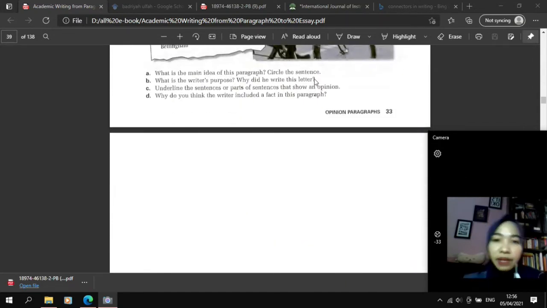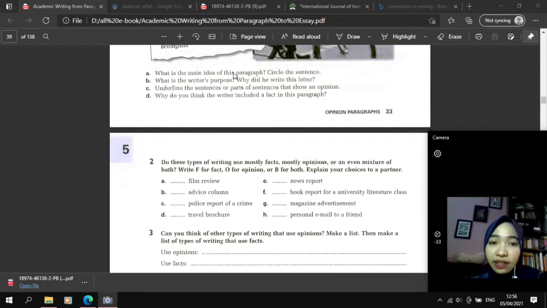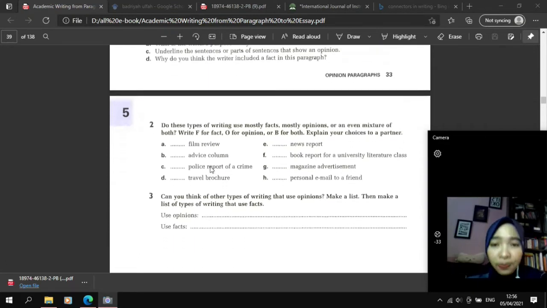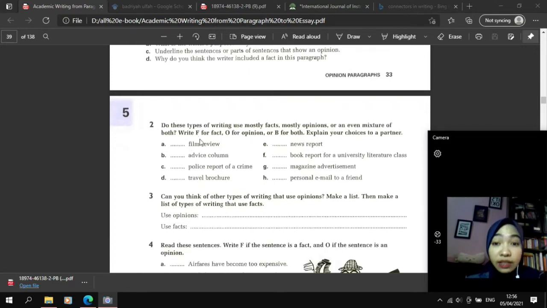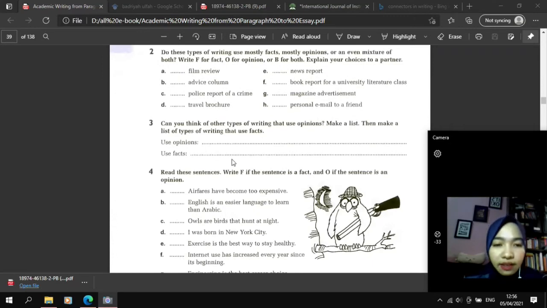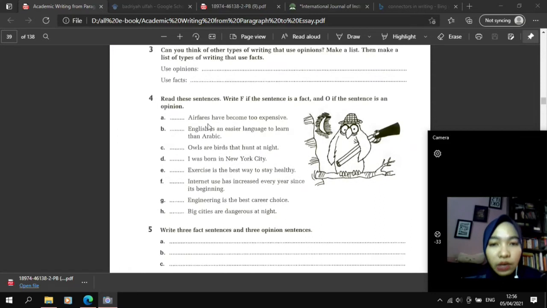Like, what is the main idea? I don't ask you to do this because I think that it is like reading. You can practice by yourself. And then also this one, how we differentiate between fact and opinion. That's like the exercise for reading. So that's why I leave it. Once again, to differentiate between fact and opinions.